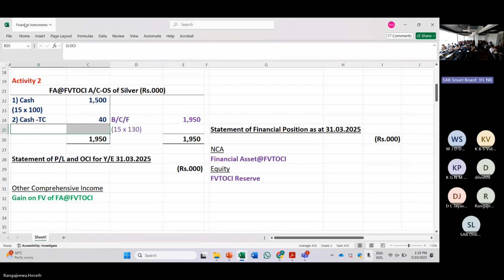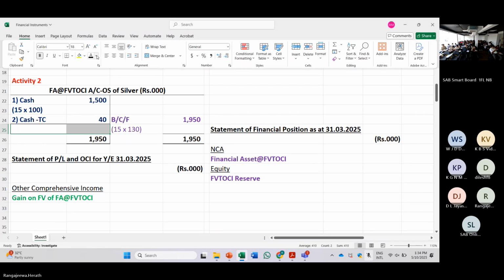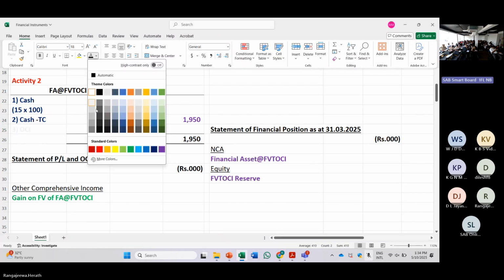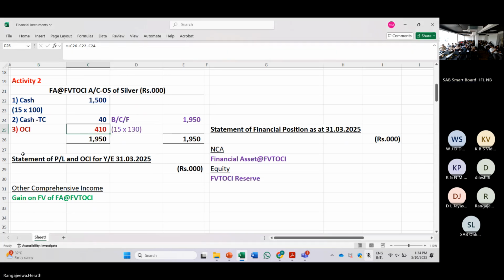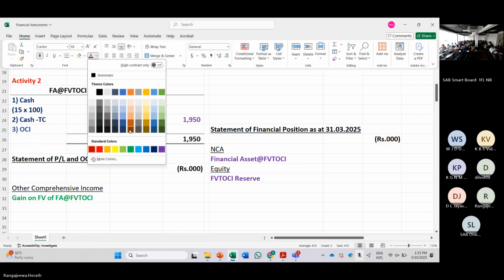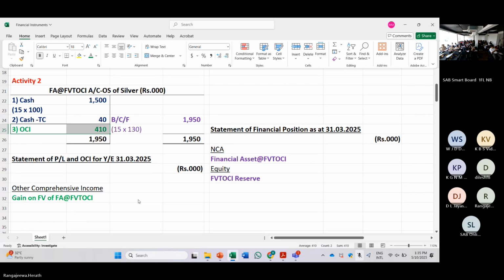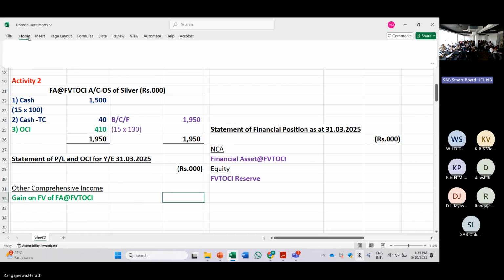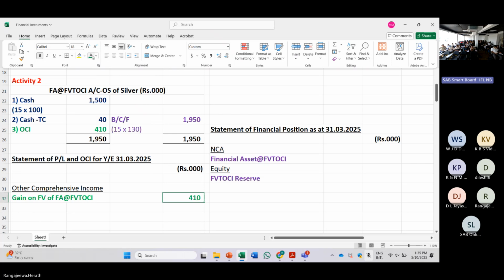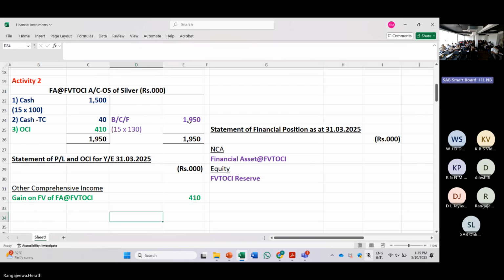Now when you balance this, we still have a difference. Now this is fair value through OCI, so any gain or loss is recognized in other comprehensive income. So we have a difference of 410 that should be recognized in other comprehensive income. Under other comprehensive income, gain on fair value of financial asset, 410. Then this balance.